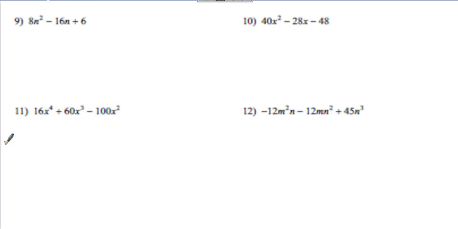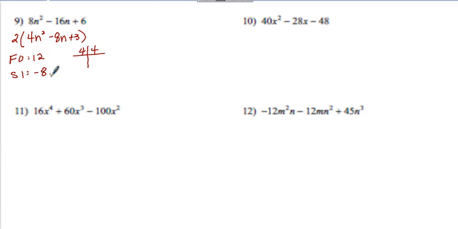Alright, number 9, let's look for a greatest common factor. I have found one. I see a 2. That's the greatest common factor here. So let's factor that out first. 4n squared minus 8n plus 3. Now let's do my FOSI work. What are factors of 12 whose sum is negative 8? I'll build my t-chart while I'm thinking.